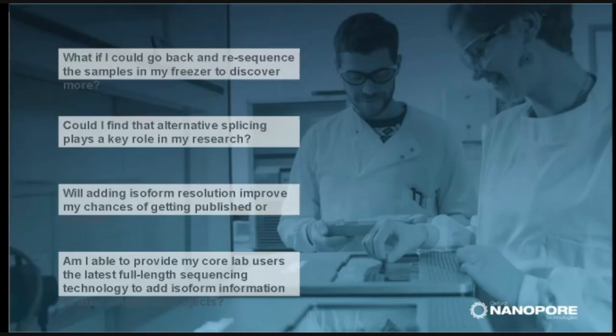Okay. So I would say that there are some valid questions to ask before you start your RNA project, or even regarding your previously completed experiments. What if I could go back and resequence a sample in my freezer to discover more? Could I find that alternative splicing plays a key role in my research? Will adding isoform resolution improve my chance of getting published? And will I be able to provide my core lab users the latest full-length sequencing technology to add isoform information?